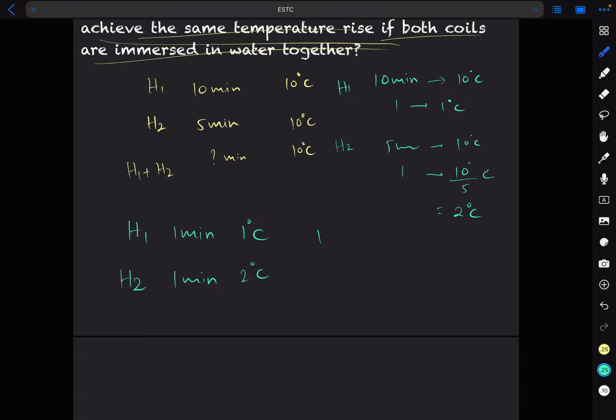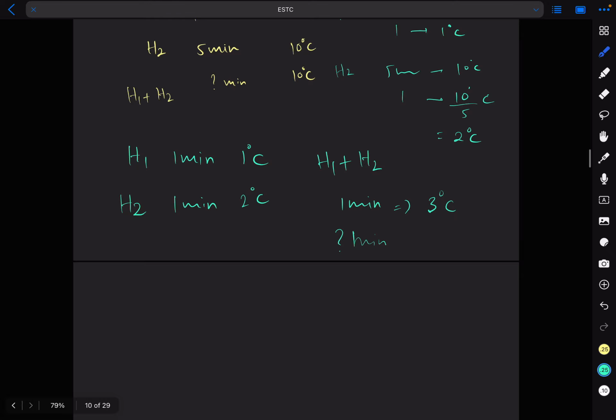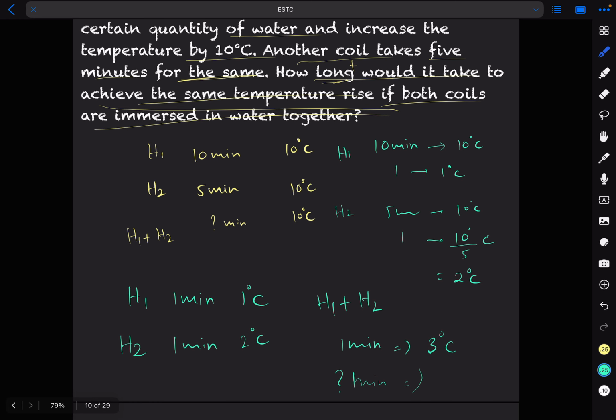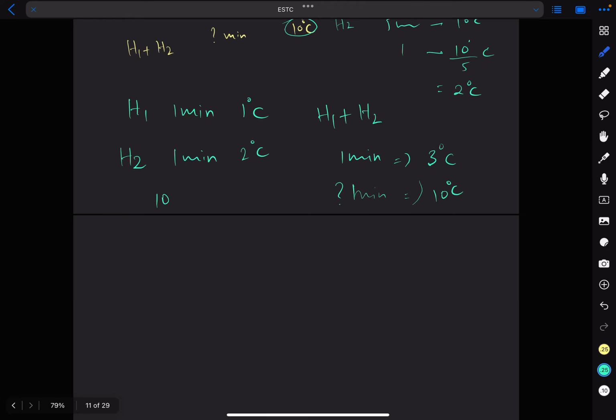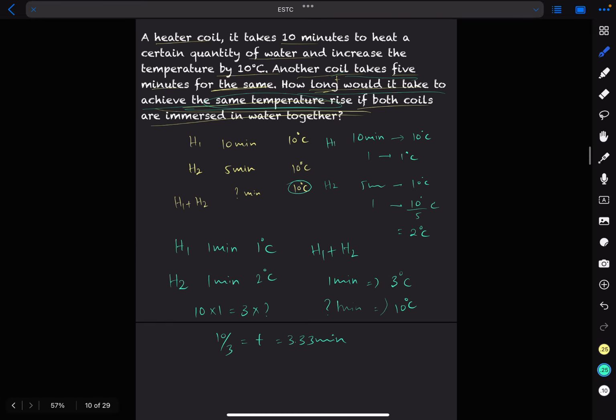They're asking me to put heater coil 1 and heater coil 2 together. In 1 minute they will give 3 degrees Celsius. But I want to know in how many minutes they will achieve the same temperature rise of 10 degrees Celsius. So it's 10 into 1 is equal to 3 into how many minutes? It's 10 by 3, which is 3.33 minutes. This is a great question.